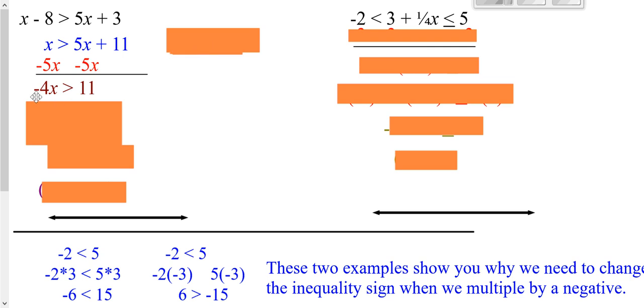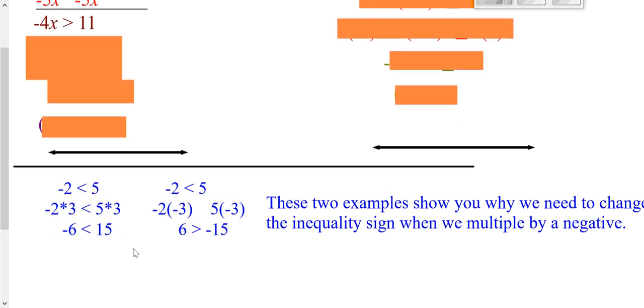Now we'd end up having to divide both sides by -4. That's where we have to do something different than it is for an equation. Consider this. You know that -2 is smaller than 5. If you multiply both sides by a +3, you get -6, which we know is still less than 15. But if you take that same inequality and you multiply both sides by -3, well, then a negative times a negative is positive. A positive times a negative is a negative. Then we get 6, and we know 6 is greater than -15.